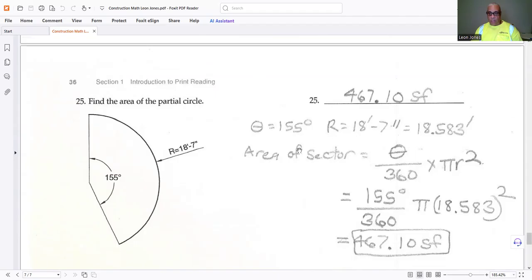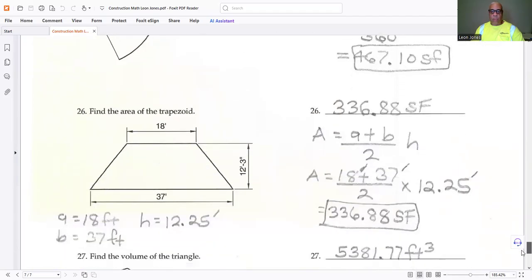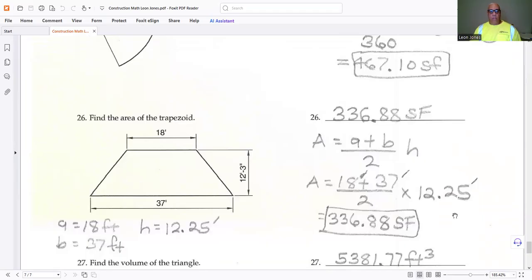Generally, what I do, I convert everything to feet. So I have my area of my sector. So what I did, I have theta over 360. What's my theta? It's 155 over 360 times pi times my radius squared. And that is my area of a partial circle. It's one of my favorite ones too when I'm out in the field.